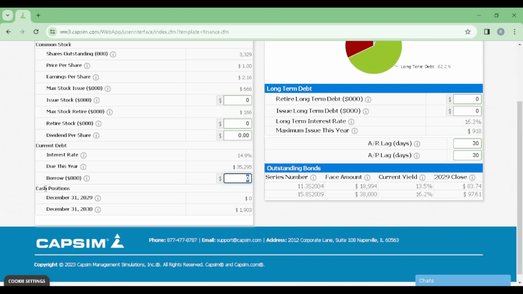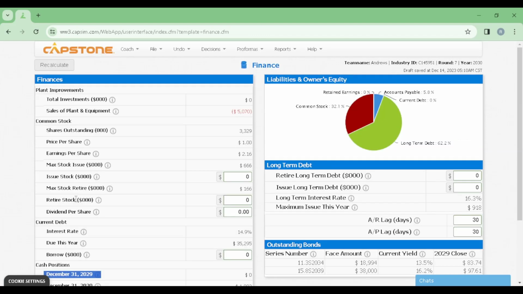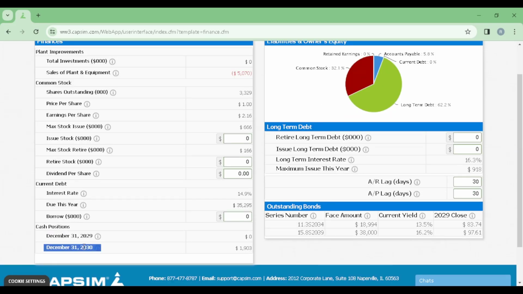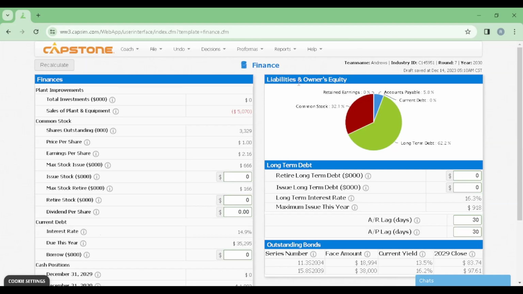Last part, we have the cash positions. This is the cash position for the last year, and this is the cash position at the end of the year. This is the start of the year, December 31st, 2029, and December 31st, 2030 is the closing amount that you shall close with this year. On the other side, we have the liabilities and owner's equity. This is a graph that shows us how the company is running. It shows us the common stock, the long-term debt, the current debt, which here is 0, the accounts payable, the retained earnings, all that.